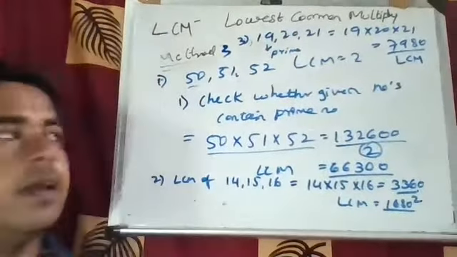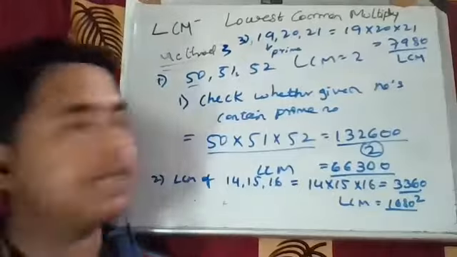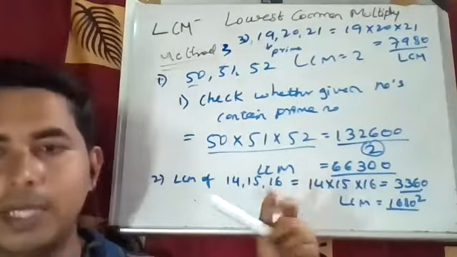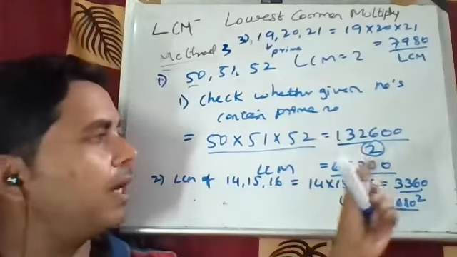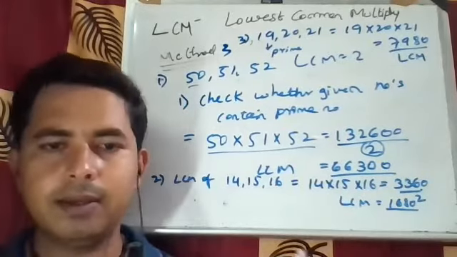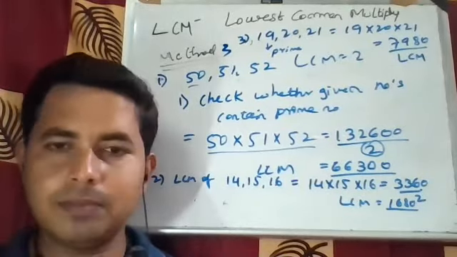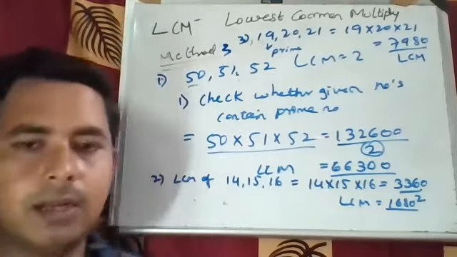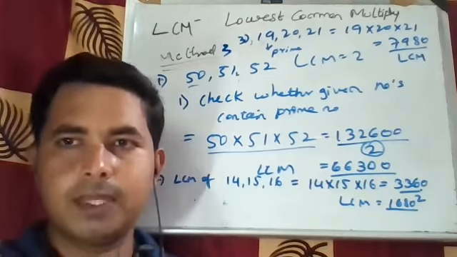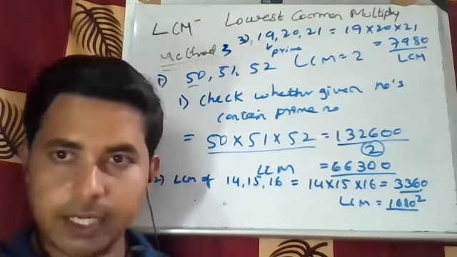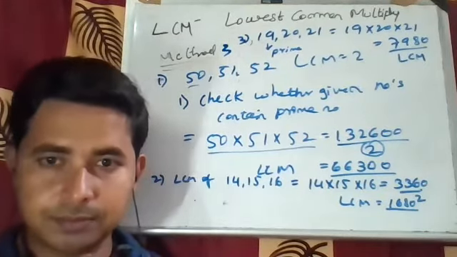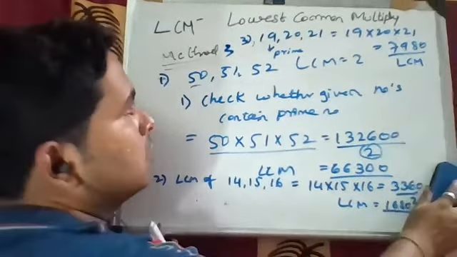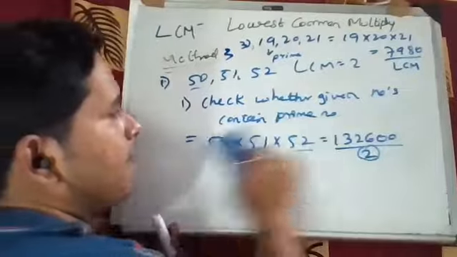Okay, so if a prime number is contained, directly multiply. If there is no prime number in the series, multiply and divide by 2. You will get the LCM directly. So this is the third method of LCM. Okay, any doubts? Okay then. So these are the three methods of LCM.